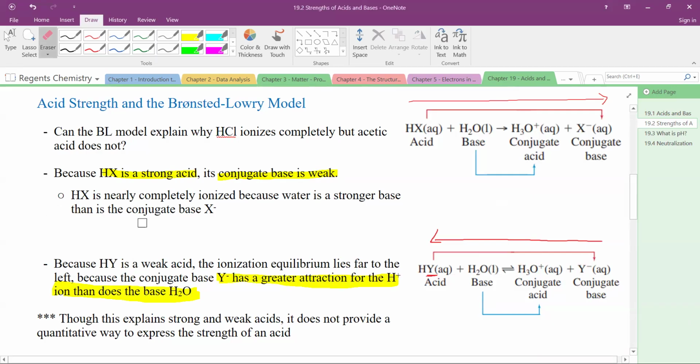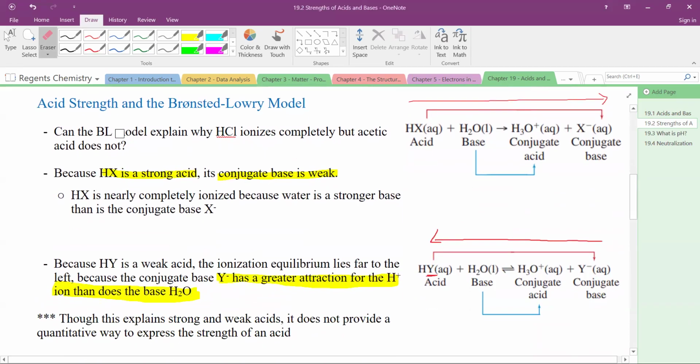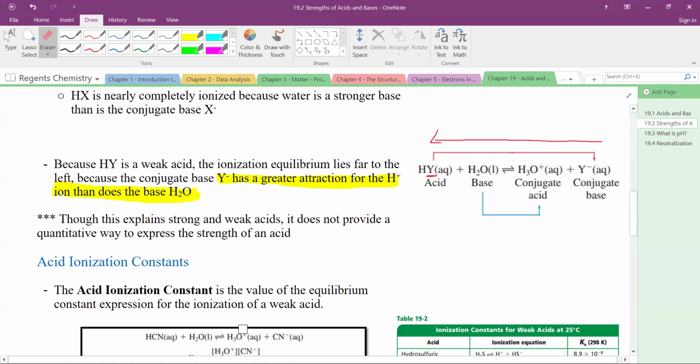So that's a strong acid and a weak acid in terms of Bronsted-Lowry. Also, by the way, this explains strong acids and weak acids in terms of behavior, but it doesn't yet provide a way to express this mathematically. We can't compare the strengths of acids. We could just say HX is stronger than HY, but we have no idea: is it as strong as sulfuric acid or nitric acid, or is it like vinegar? We don't really know yet, okay?